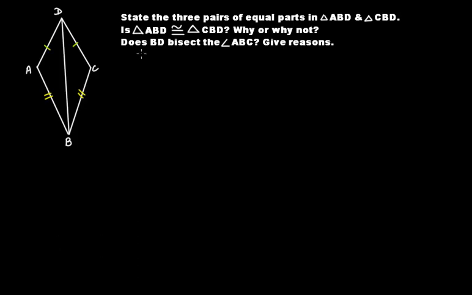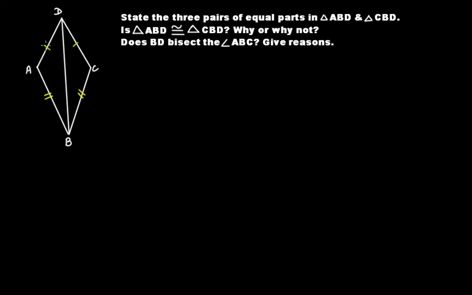In this problem, state the three pairs of equal parts in triangle ABD and triangle CBD. So from this one, this is triangle ABD and this is triangle CBD. Whenever this symbol is given to you, you have to conclude that these two sides are actually equal. And here also these 2 marks and these 2 marks mean that these two sides are equal.